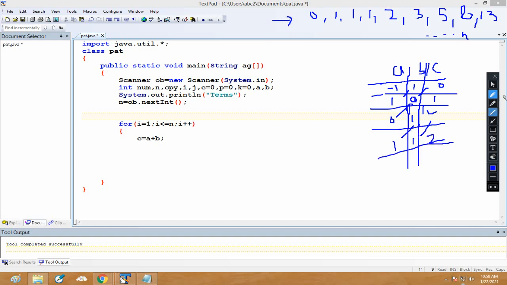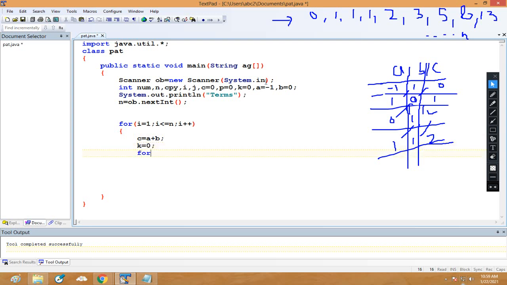Yes, sir. So this program is going to print all the Fibonacci prime terms, right? So for that, the value of a we will put minus 1 and the value of b must be this 0. So now we need to check whether c is a prime or not.